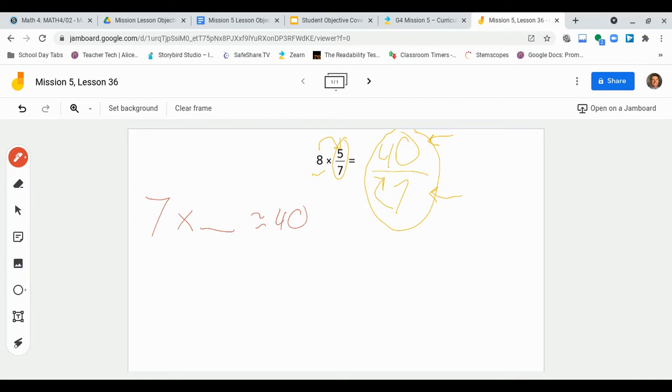This is division. 40 over 7, 40 divided by 7. So I'm going to ask myself, how many times does 7 go into 40 without going over? Or I could think of it as 7 times what number gets me as close to 40 without going over? I know I can't multiply any number times 7 to get 40. But what's the closest I can get if I'm counting by 7s?